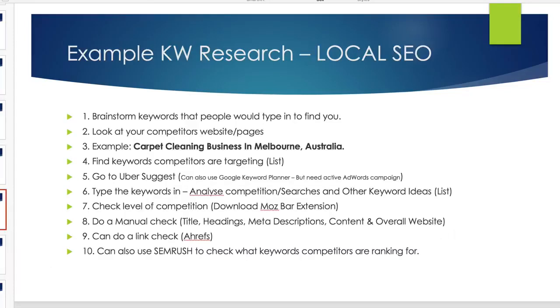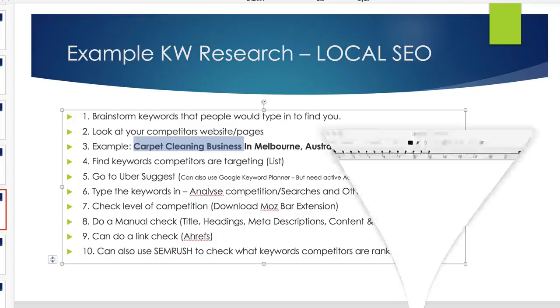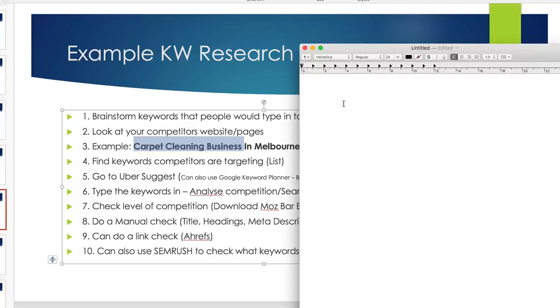So I'm going to go through an example. I'm going to do a local carpet cleaning business as an example to show you everything that I do to find the keywords. I'll show you all the tools and everything right now. What I normally do is write it down on a piece of paper, but in this case, I'm just going to type it out.